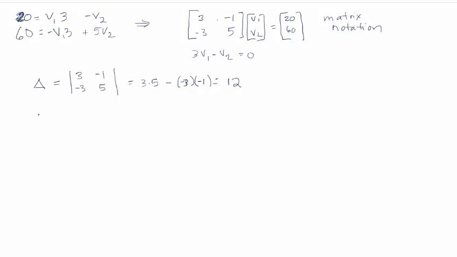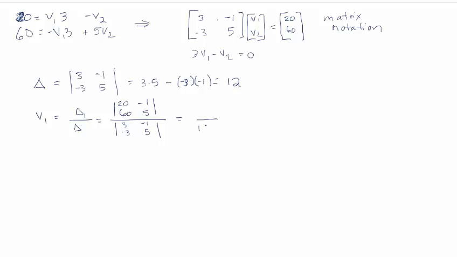And now you want to find V1, V2. So V1 equals the determinant 1 over the main determinant, this one that we just solved. And this is determined by, if you want to find V1, you take out this first column of information, this 3 and -3, and you substitute this in. So I'm going to take out the first column, and I'm going to put a 20 and a 60 in there. Keep the second column the same. And this is actually the same determinant that we just calculated, but I'll write it down to be explicit.